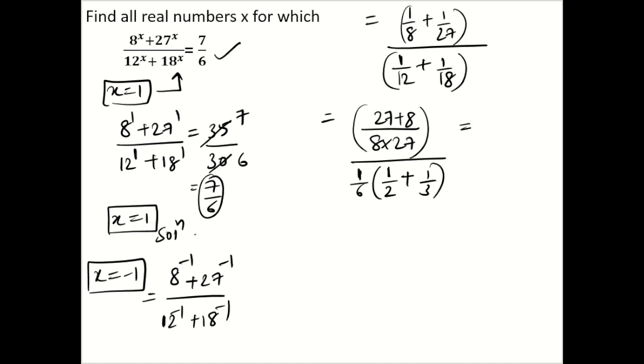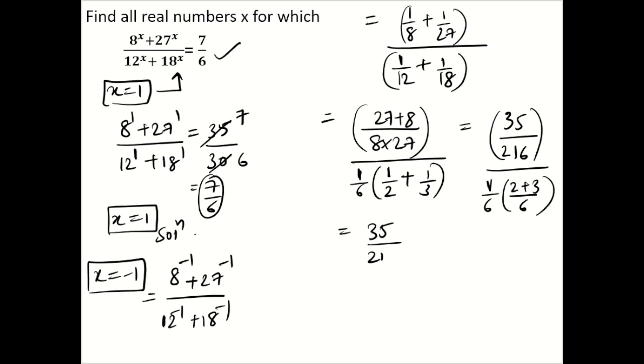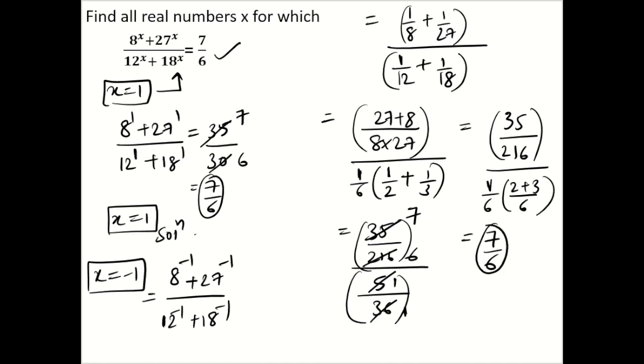So this is nothing but 35 divided by 27 into 8 is 216 divided by 1 by 6 times, 6 is the LCM, 2 plus 3, which is equal to 35 divided by 216 divided by 5 by 36. So you can cancel out the numerators and the denominators. 5 sevens are 35, and 36 sixes are 216. This is equal to 7 by 6. So x equal to minus 1 is also our solution. So this question has two solutions, which is x equal to 1 and x equal to minus 1.